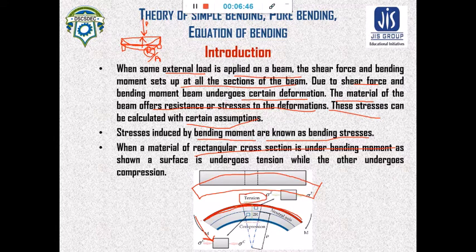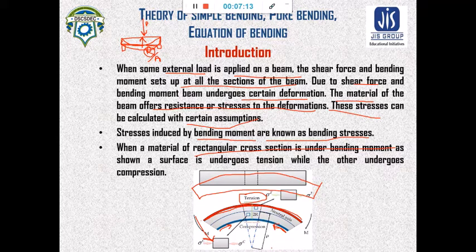So we can say that the upper fiber undergoes tension, while in the lower fiber, you can see the length of the lower fiber is reduced. That means there is compression. So the lower fiber undergoes compression, and this radius is the radius of curvature, known as R.